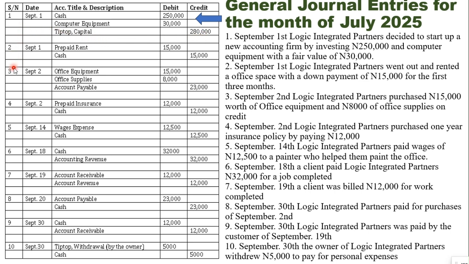So let's move to the second transaction. We have September 1st, Logic Integrated Partners rented an office space with a down payment of 15,000 naira.